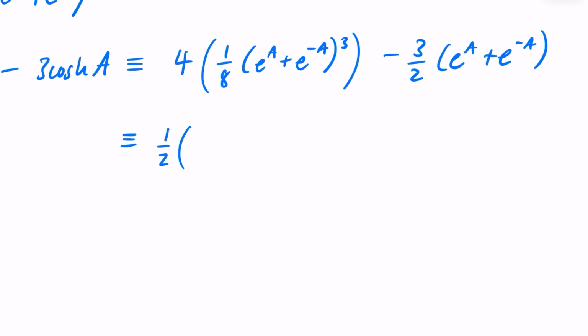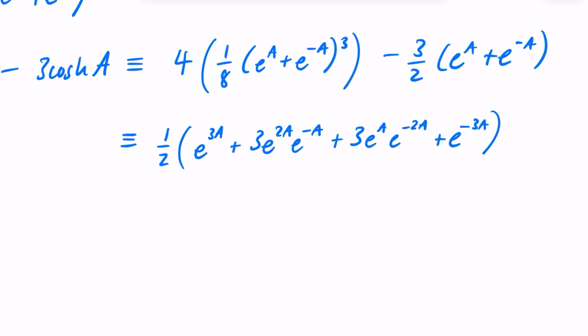And then I'm just going to be doing some binomial expansion on this to the power of 3. Pretty easy, because we know the coefficients are simply going to be 1, 3, 3, and 1. So there will be the e to the a all cubed, or e to the 3a. Then there will be 3 e to the 2a, and then an e to the minus a. There will be a 3 e to the a and an e to the minus 2a, and then there will be an e to the minus 3a for this part.